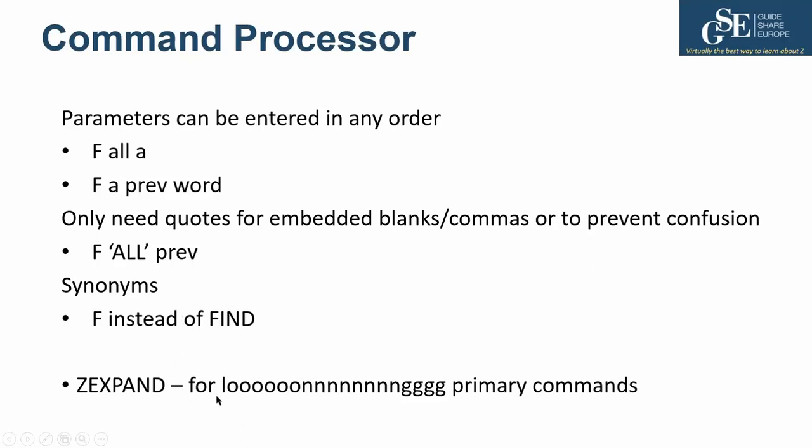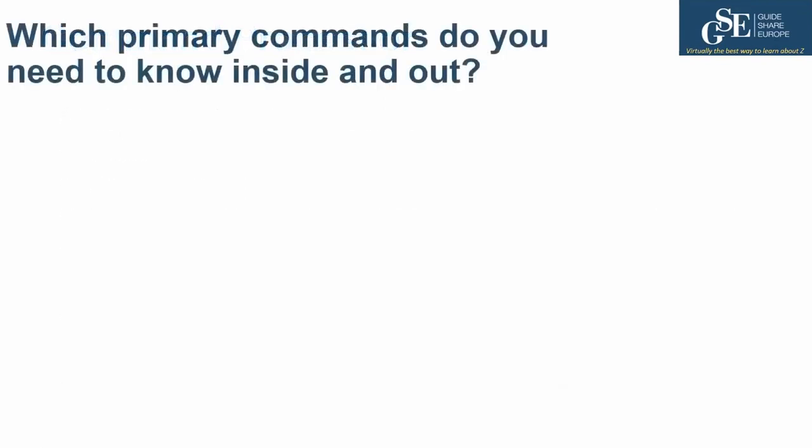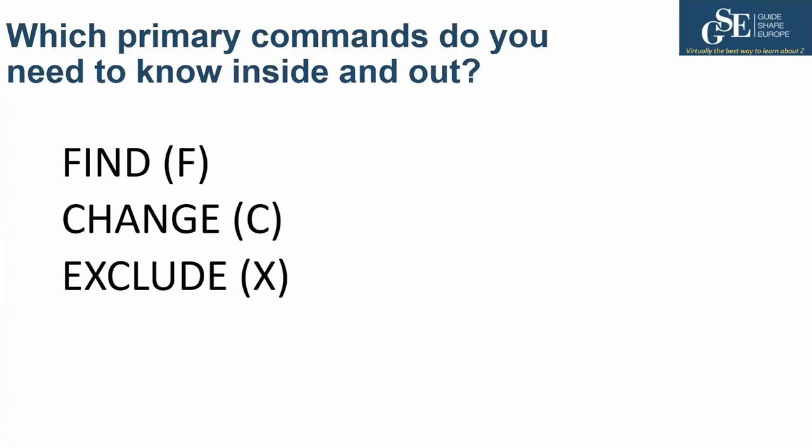There is a Z expand command now. I believe they set that up for F4 and F16 by default. I'm not a real fan of it. It has some issues, but you can use that for long primary commands. If you're going to pick anything to know inside and out for primary commands, it would be these three. If you know these inside and out, you'll be way ahead of the average user in what you can do. And especially these are very helpful when you're writing macros, knowing all the capabilities of what it can do.